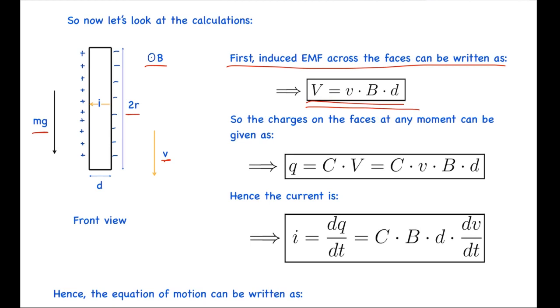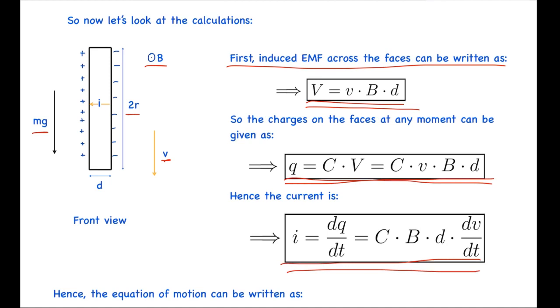Due to this EMF, the charge separated at this moment will be Q equals capacitance times the potential difference, and the capacitance will be just like a parallel plate capacitor having two plates of area pi r squared each. So the charge separated on each of the faces at this moment will be C times VBd. Hence, the current can be written as the derivative with respect to time of this charge. So the current will be dq by dt, which is CBd times dV by dt.